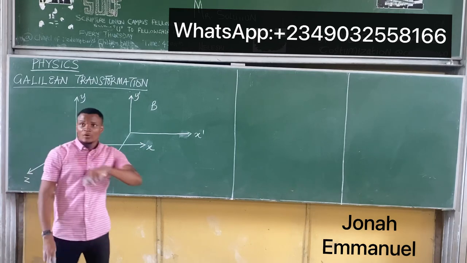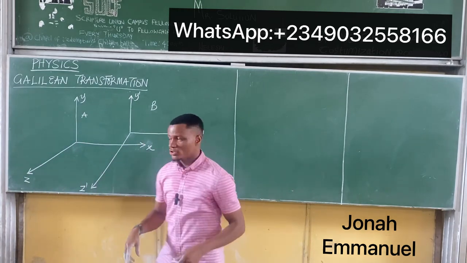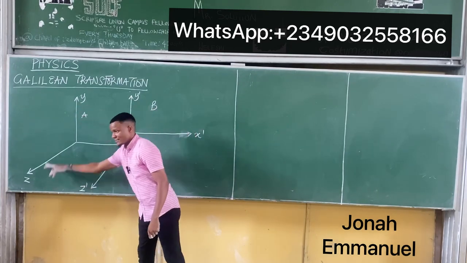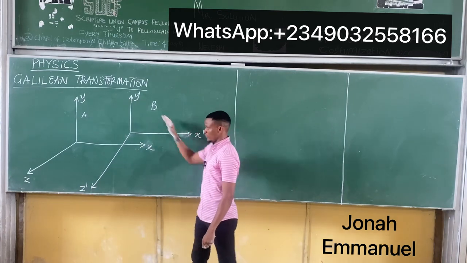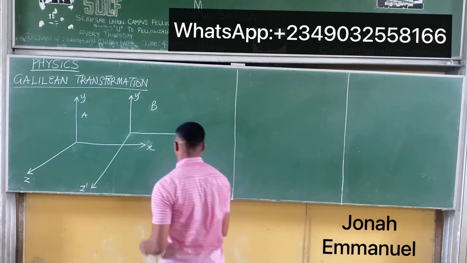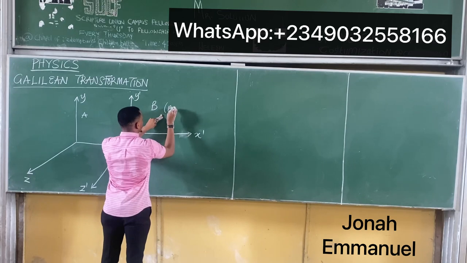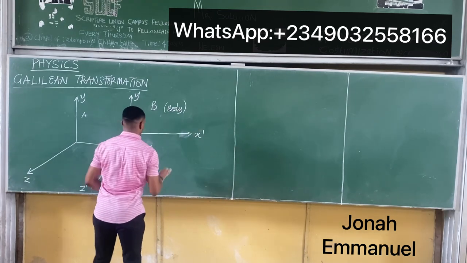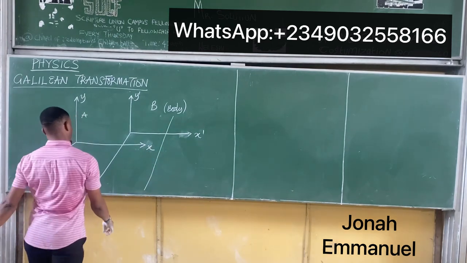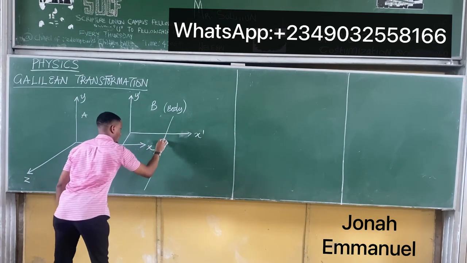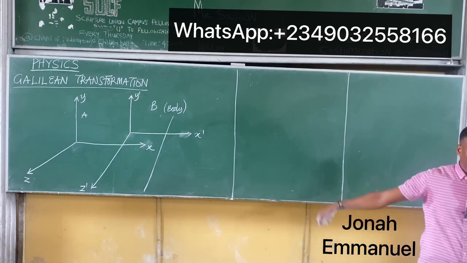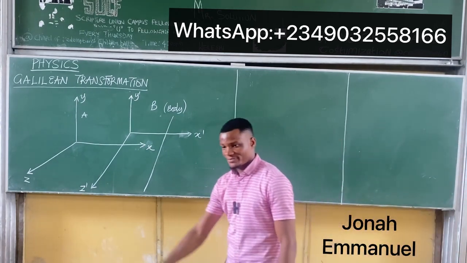Alright, so look up, please. Given a body, frame A is X, Y, Z. Frame B is X prime, Y prime, Z prime. Let's take that. Given a body in frame B, as shown above, you can just put a body here, in frame B, something like this. This is what you always draw, but there are some technicalities to it.